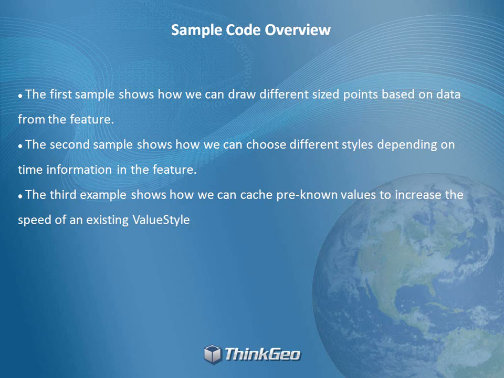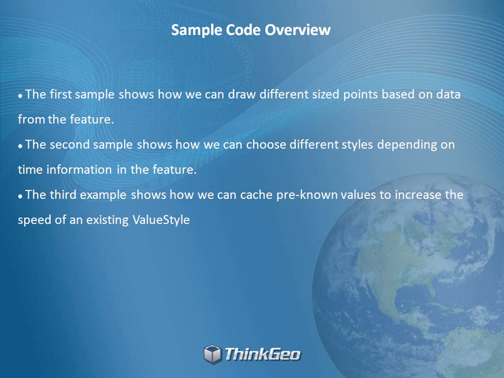The second sample shows how we can choose different styles based on time information in the feature. What we're going to do in this sample is take the world capitals again, and look at their time zone. We're also going to look at the local time on our system. If the time in those particular capitals right now is at night, we're going to render them with one particular style. And if it's during the daytime, we're going to render them with a different style. This is a great way to show the flexibility of using time to adjust the way that different styles look.